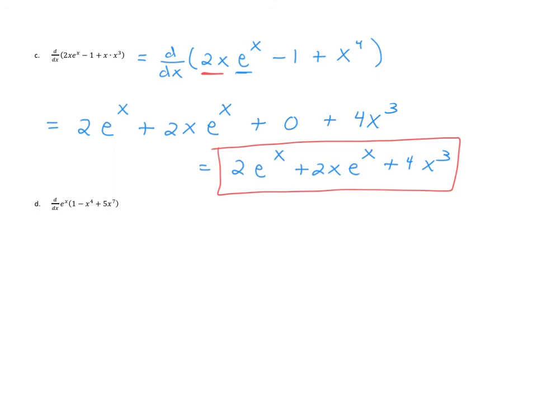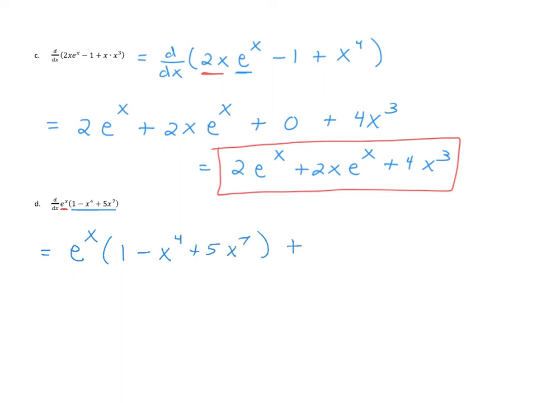I think I'm going to do a similar thing for the next part. Again, I have a product of two functions. So instead of distributing the e to the x, I'm going to start by just applying the product rule. Product rule says you take the derivative of the first piece, and the derivative of e to the x is actually just e to the x. And then you just copy down the entire second function.